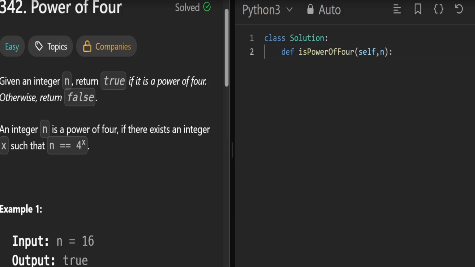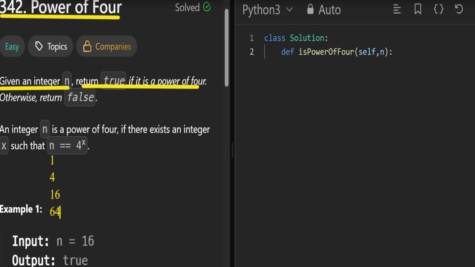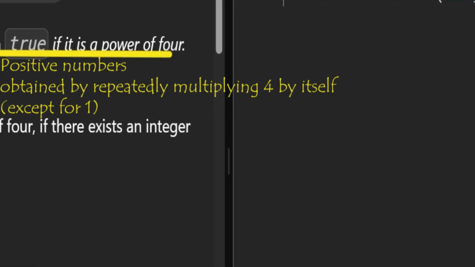In today's session, we'll be exploring three solutions to Leetcode 342, Power of 4. Given an integer n, return true if it is a power of 4, such as 1, 4, 16, 64, and so forth. Powers of 4 are positive numbers obtained by multiplying 4 multiple times.